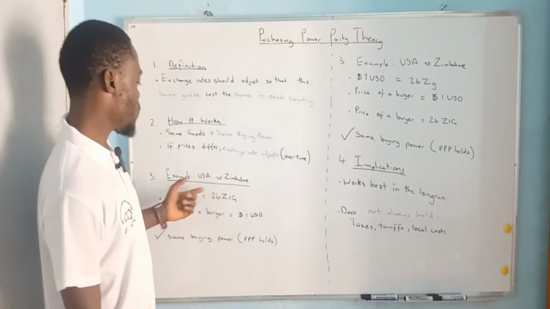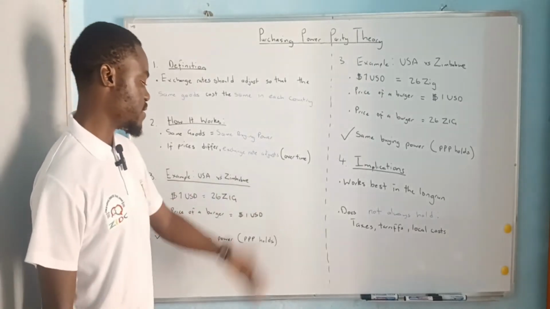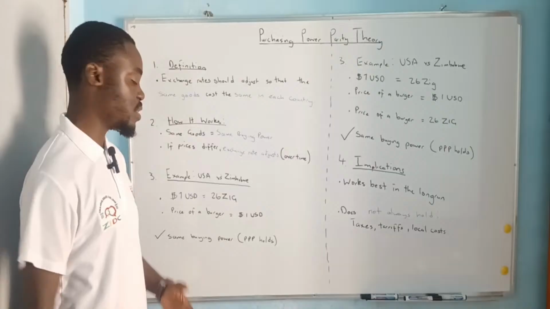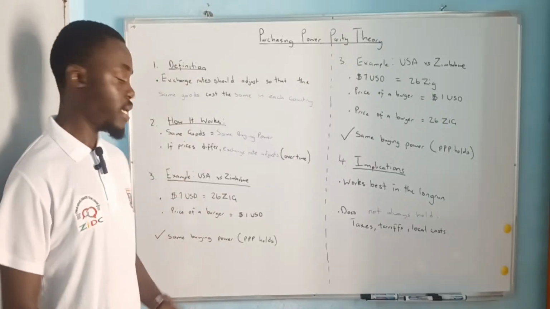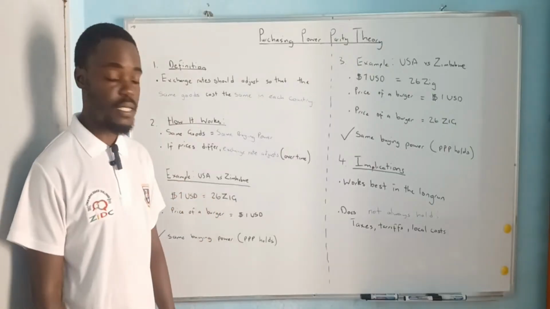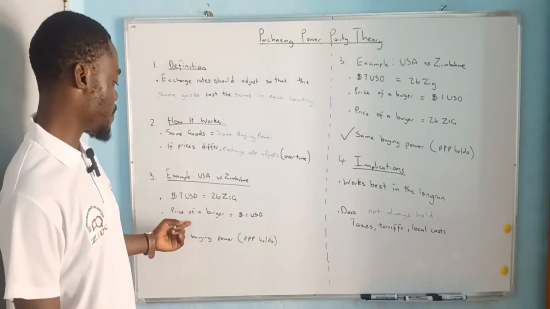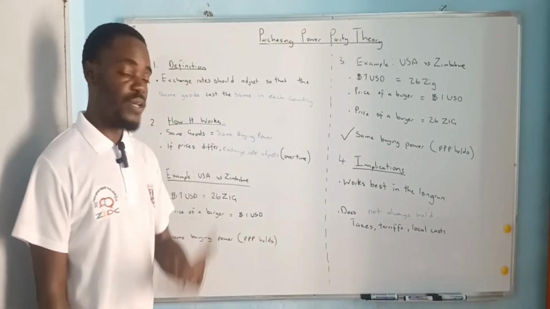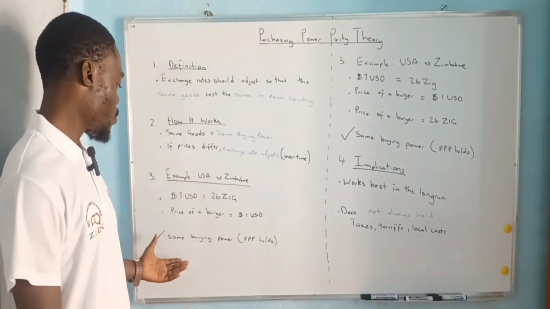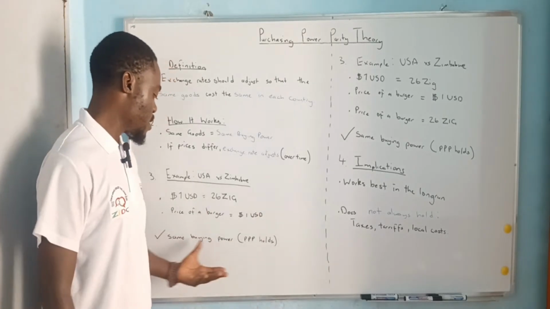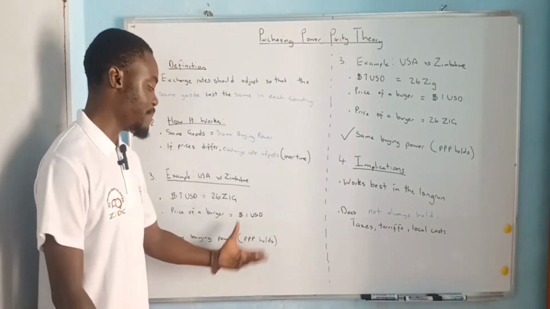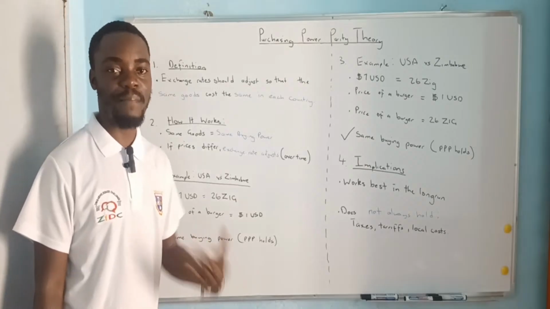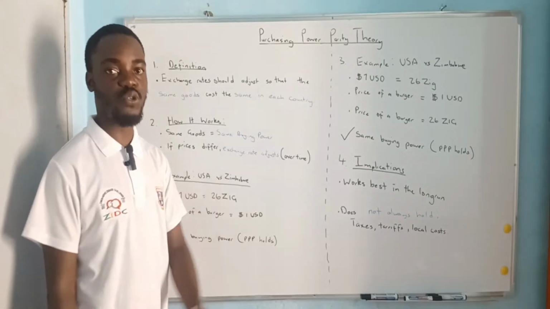Okay, so let's look at the examples in the USA and Zimbabwe. Remember we talked about the exchange rate between the US dollar and the Zimbabwean ZiG being $1 equals 26 ZiG. If the price of a burger is $1 in the USA, we expect it to have the same buying power, reflecting that purchasing power parity theory is still applicable. It is still working, it's still showing the effects.